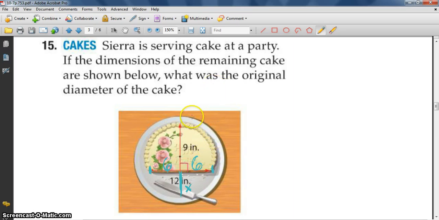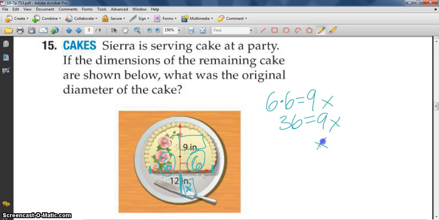So I'm going to use the theorem which states when I have two chords, the product of the parts of this chord will equal the product of the parts of the other chord. And x is equal to 4. Now, go back to the original question. What was the original diameter of the cake? So I'd have this part, which is 9 inches, plus this part, which x is 4. So 9 plus 4, or 13 inches.